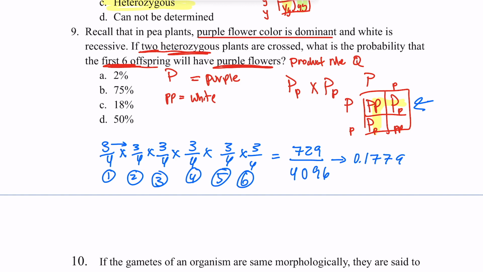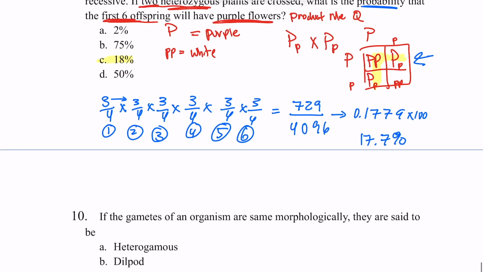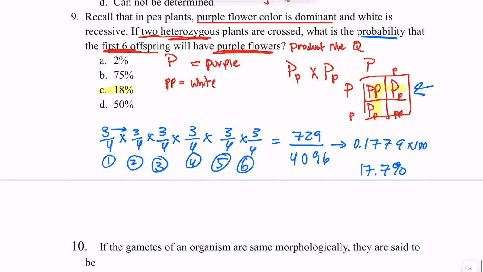Now we're looking for the probability. A lot of times probability is in percentage. Look at our answer choices. So to turn this decimal into a percentage, we multiply by 100. That'll give us 17.7%, which is closest to answer choice C, 18%. So this is an application of the product rule, and the product rule is only applicable if there are independent events. If the events are not independent of each other, then you have to use things like the binomial expansion equation. And we'll look at more examples like number 9 on the next worksheet, number 4.